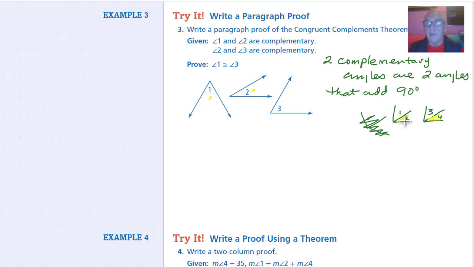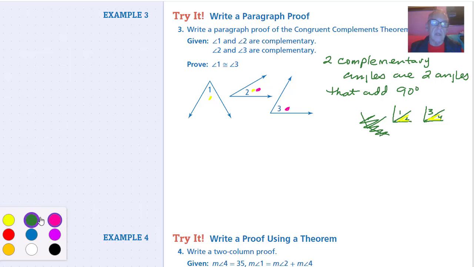I drew them as, looking like they might be 90-degree angles when they add together, but they don't have to be, as long as they add to 90. And this also tells us that angle 2 and angle 3 add to 90 degrees. So we can say that angle 1 and angle 2 equals 90. Angle 2 and angle 3 equals 90. Since angle 1 and angle 2 equals 90 and angle 2 and angle 3 equals 90, if we take away angle 2 from both sides, we're left with angle 1 equal to angle 3.